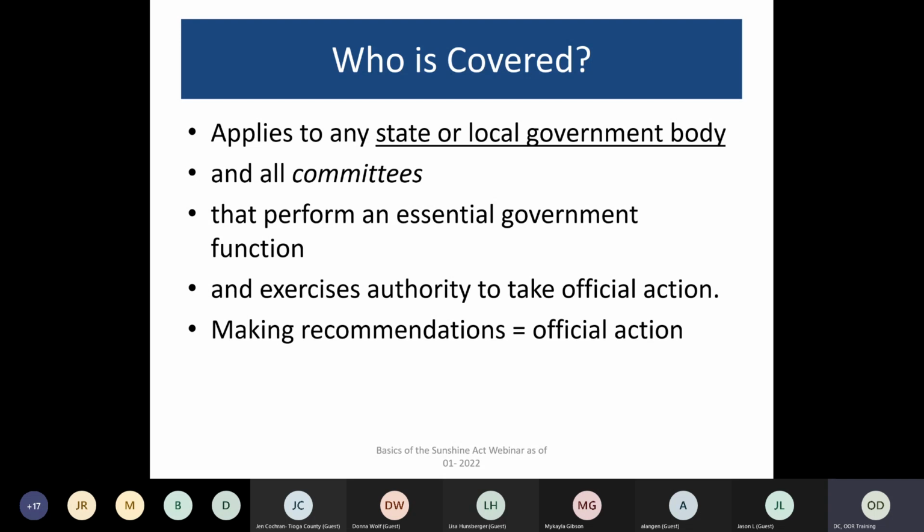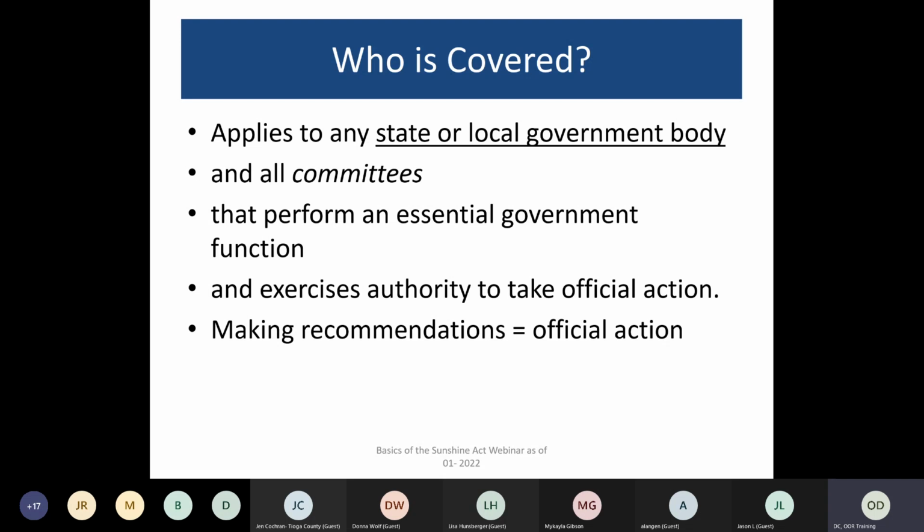What exactly does this language mean? A lot of times you can find the answers in the definition section. So we've looked at the definition of an agency. Now we're looking at the definition of official action. That official action includes the term making recommendations.